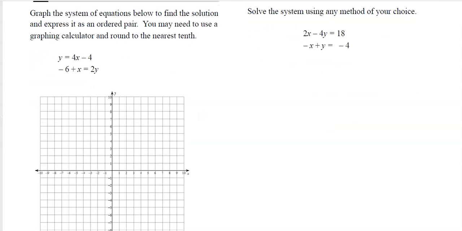So number 1, graph the systems of equations below to find the solution. Express it as an ordered pair. You may need to use a graphing calculator and round to the nearest tenth.